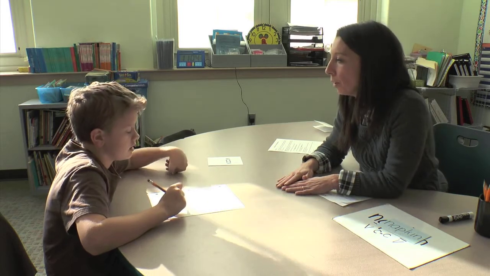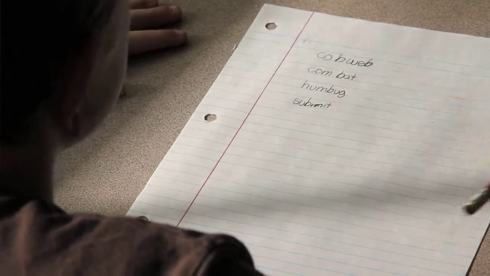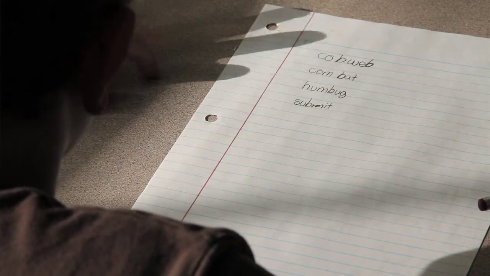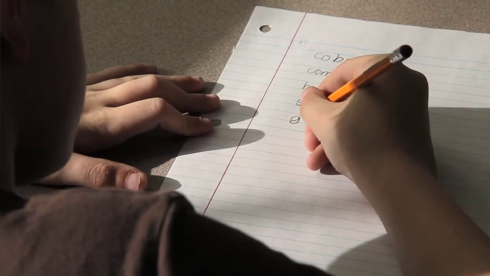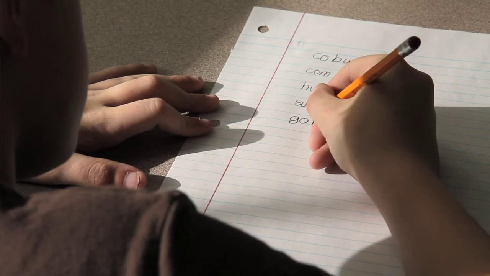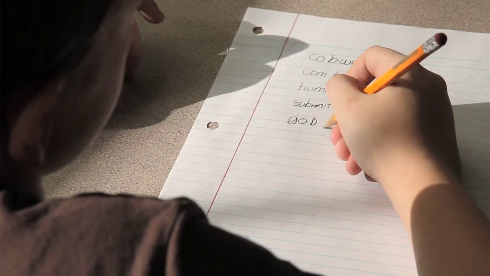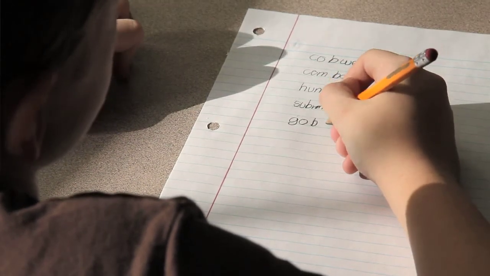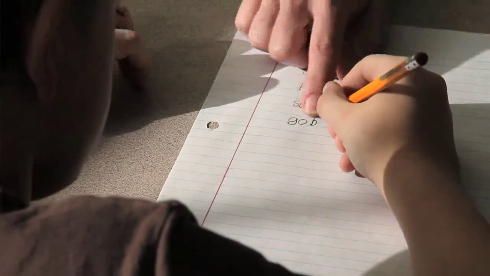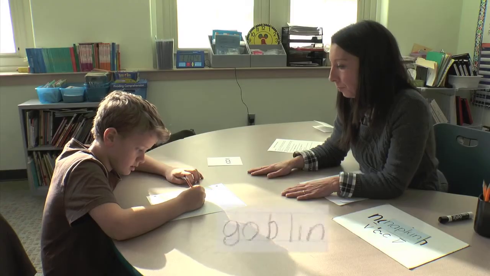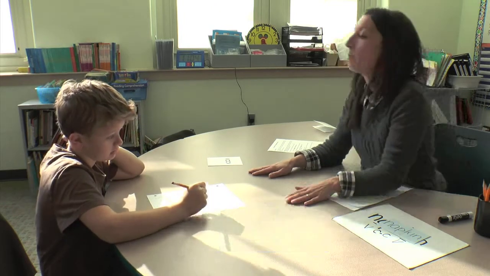Goblin. What word? Goblin. First, let's break it up. Gob. Good. Can I hear what you're doing? Lin. Good. Finger spell lin. Let me hear it. Good. What word? Goblin.